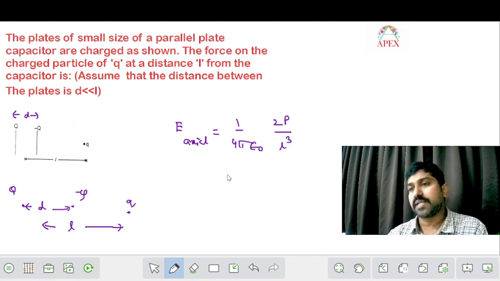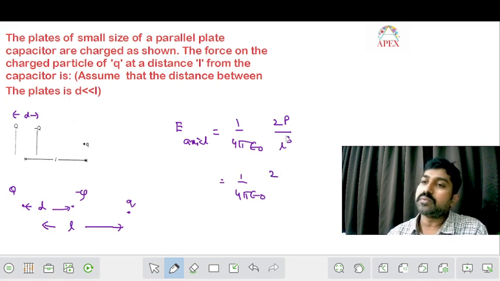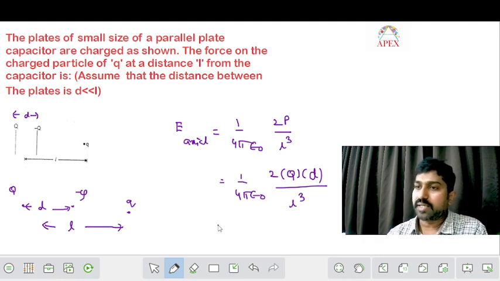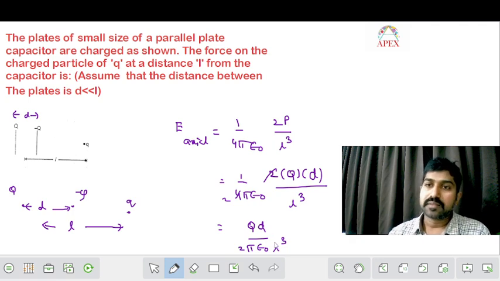into L cube. This is the general formula, and this is equal to 1 by 4 pi epsilon naught 2 into, what is dipole moment? Charge into distance only, charge into length of the dipole. Charge is given, charge on either side you have to consider, into distance is D by L cube. And finally we can write it as 2 2s are 4 now here. So finally you will have in numerator that is QD, and denominator you will have 2 pi epsilon naught L cube. So this is the answer for this particular question.